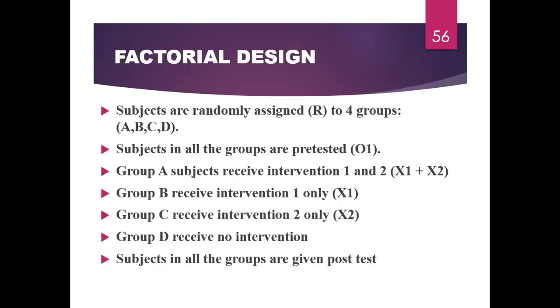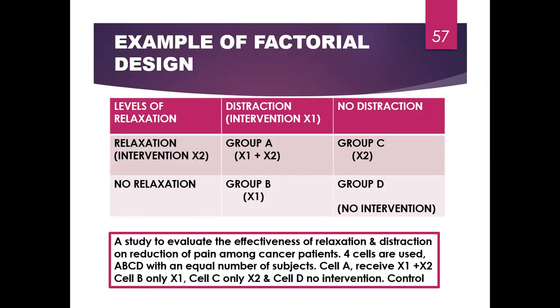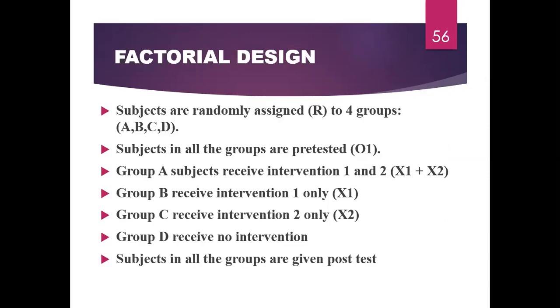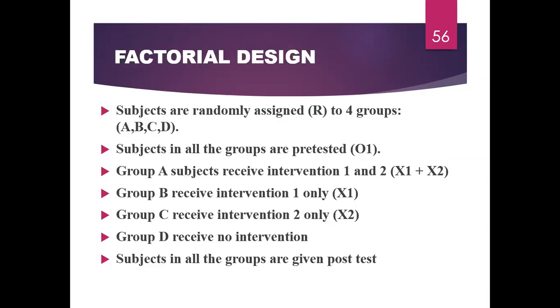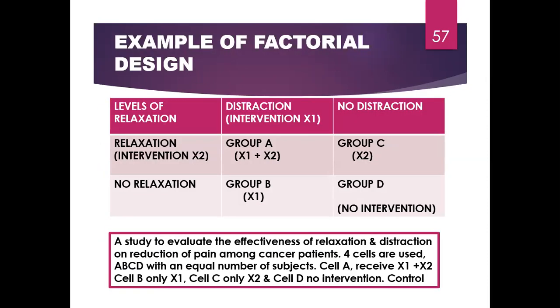Now coming to Group B. Group B receives intervention 1 only, that is X1. Coming to Group C, Group C receives intervention 2 only, that is X2, only the relaxation but no distraction. Now coming to Group D. Group D receives no intervention.